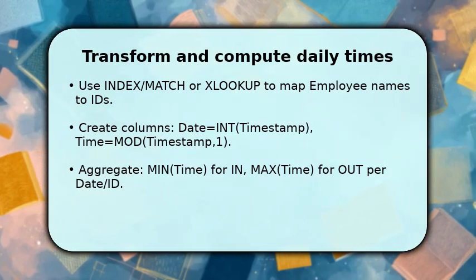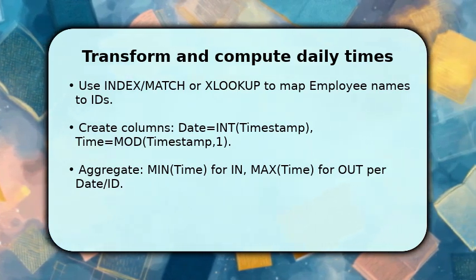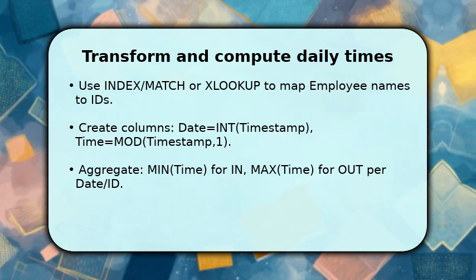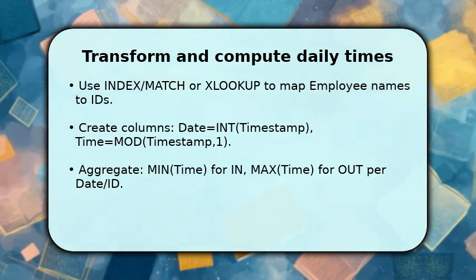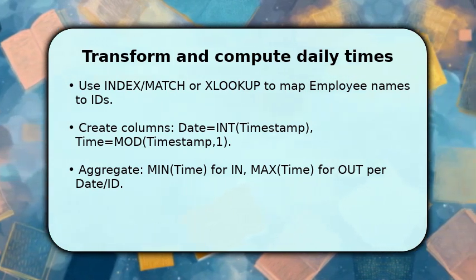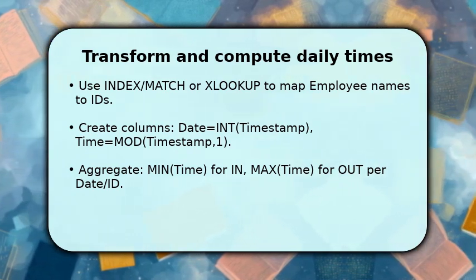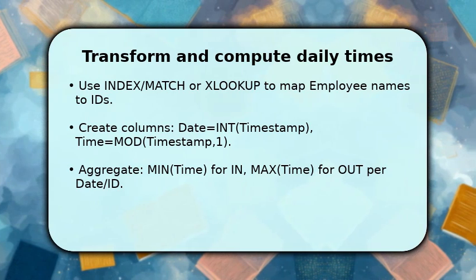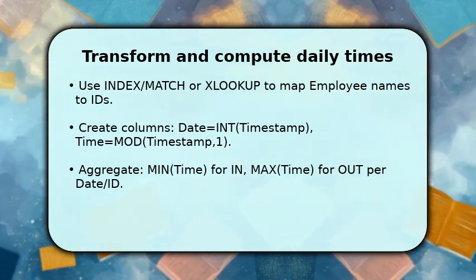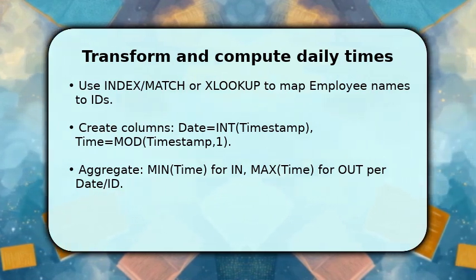Next, transform timestamps into usable date and time components. Add date equals INT(timestamp) and time equals MOD(timestamp,1) so Excel treats them separately. Use XLOOKUP or INDEX/MATCH to attach employee names from a master list. This keeps sheets normalized. Pivot table or aggregate formulas work well. Compute first in with MINIFS, time, employee ID, date, and last out with MAXIFS. Once done, calculate worked hours as out minus in formatted as H. This produces daily totals you can use for payroll.